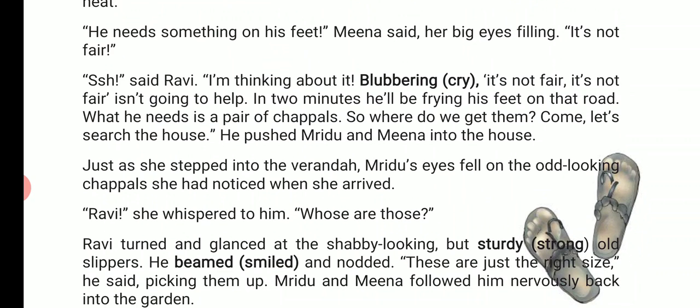Shh, said Ravi. I'm thinking about it. So when Meena said something, at that time Ravi said, okay, be quiet. Let me think of something.